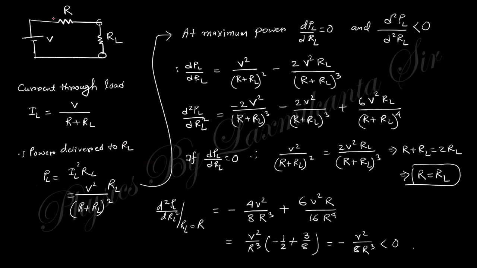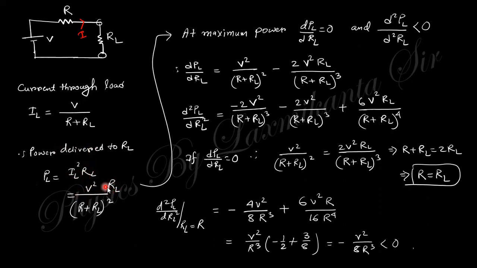Next, this is proved here. Take a supply voltage V, an internal resistance R, and a load resistance RL. What will be the current through this load? Call it I. Current is voltage divided by total resistance. Voltage is V, total resistance is R plus RL. Now the power is I squared RL.